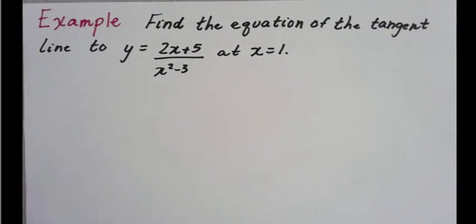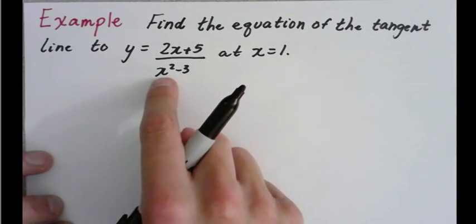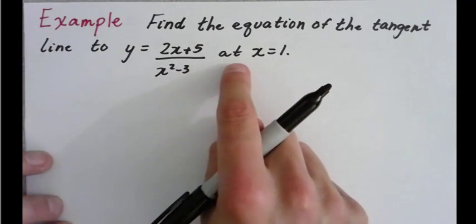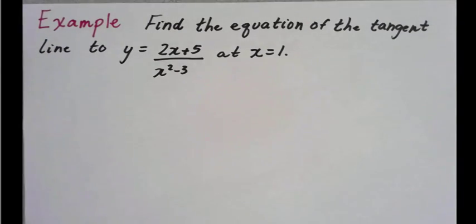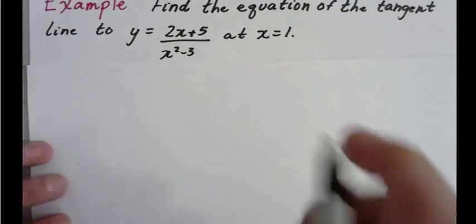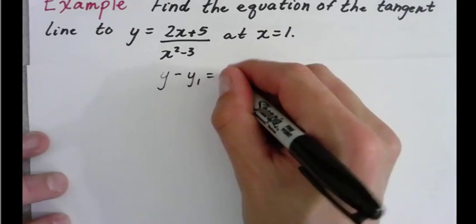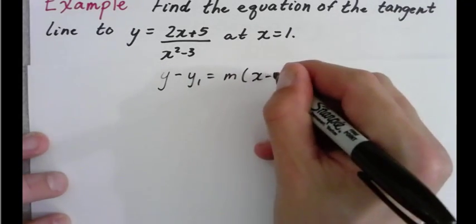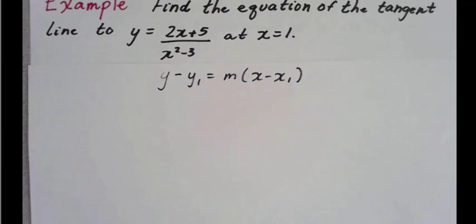So the first example we're going to look at is: find the equation of the tangent line to y equals (2x plus 5) over (x squared minus 3) at x equals 1. Just to recall, we're going to be using this definition of a line: y minus y1 equals m times (x minus x1). It's the point-slope form. So that's what we're going to use.